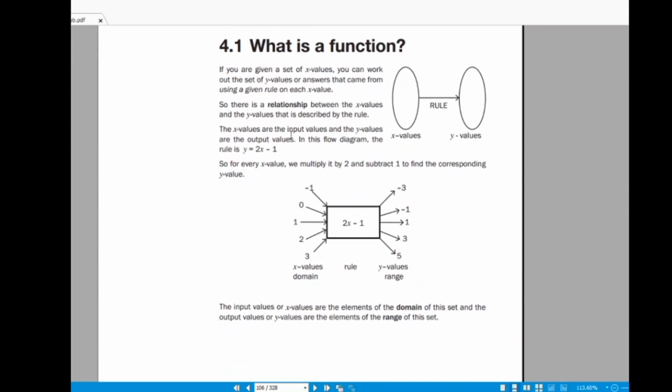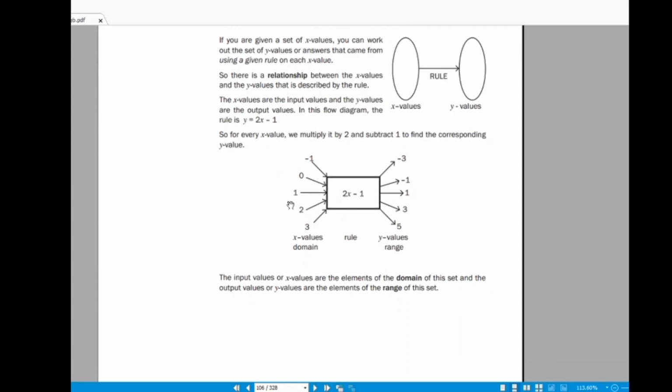The x values are the input values and the y values are the output values. In the flow diagram below, the rule is y equals 2x minus 1. So for every x value, we multiply it by 2 and subtract 1 from it to find the corresponding y value, right? So in this flow diagram, we have a visualization of a function. So a function, we input x values to get y values.